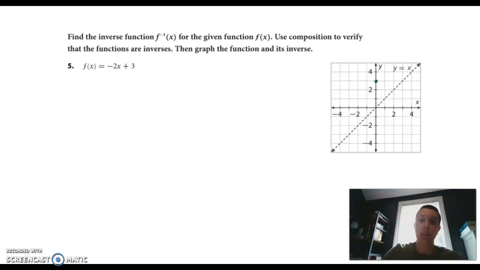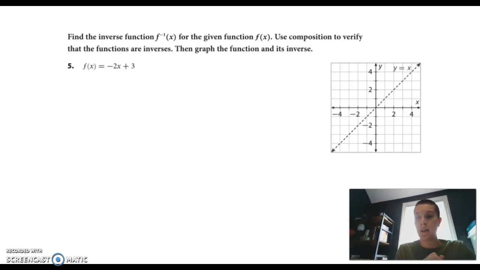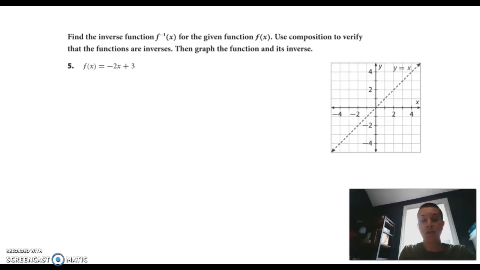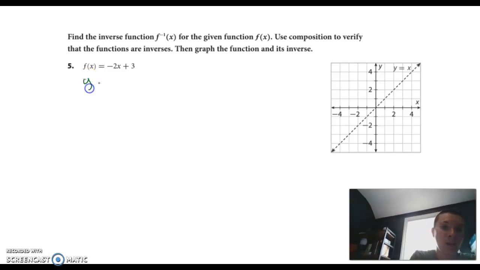So here's our problem. We're going to find the inverse of f of x equals negative 2x plus 3. Then we're going to graph it here on this plot. So first thing that we want to do is get this in a form that makes us more comfortable solving it. So instead of using f of x, we're going to use y. Y equals negative 2x plus 3.